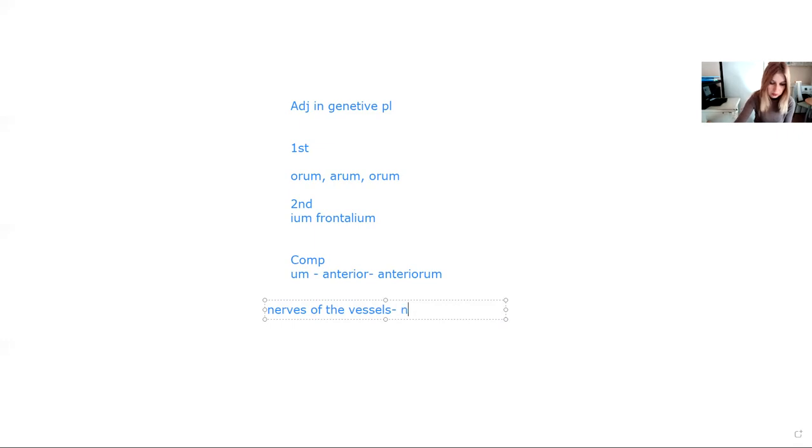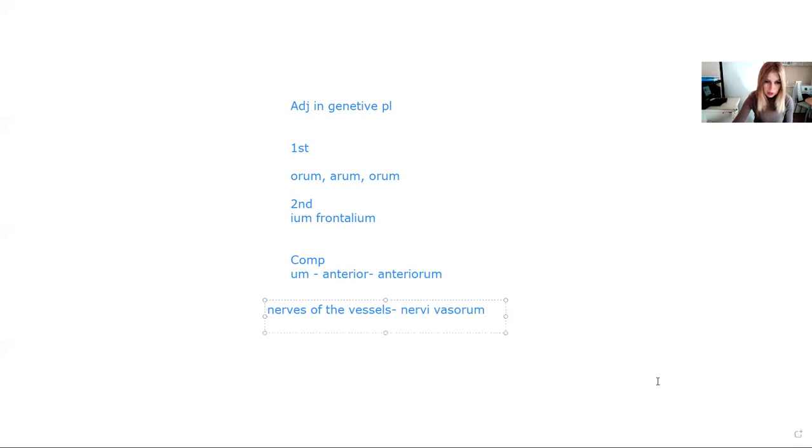Nervus in nominative plural, as a noun of second declension, masculine gender, will have ending -i, so it will be nervi. Of the vessels. Vas is an exception. In spite of the fact that it's third declension, we are going to decline it like second declension. Vasorum. You have to memorize it. It's the genitive plural form. Nervi vasorum. And that's it. Nothing difficult.